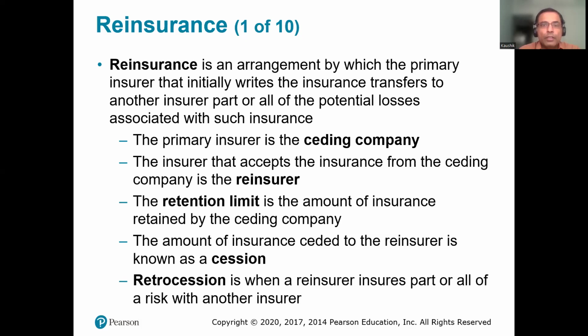Hello everyone. I will continue with the rest of chapter 6 in this lecture. The next important operation in an insurance company is reinsurance.